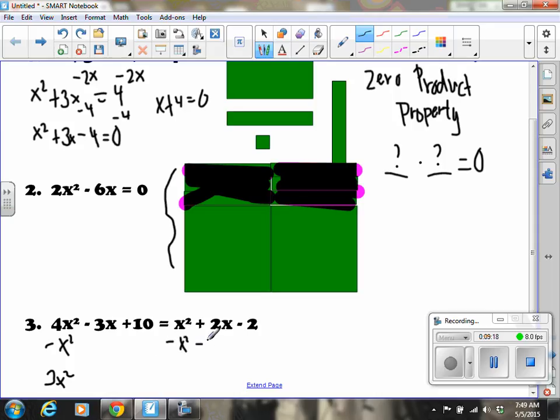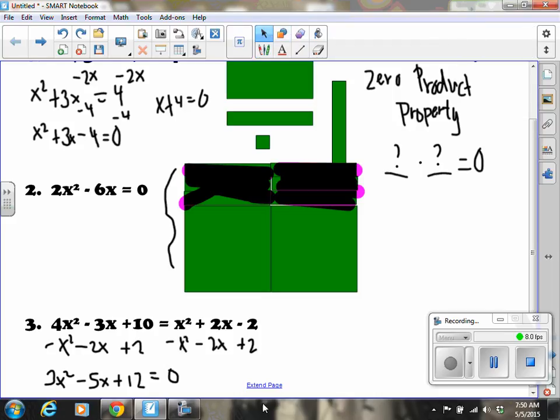Take my linear term, put it with my other linear term. Combine that. That leaves me with -5x. And take my constant term and put it with my other constant term. And then I've got it ready to factor.